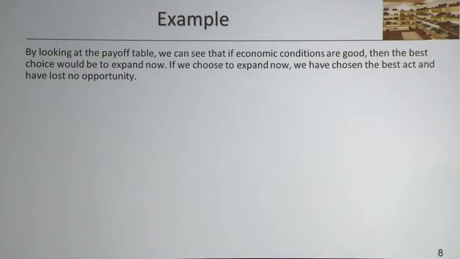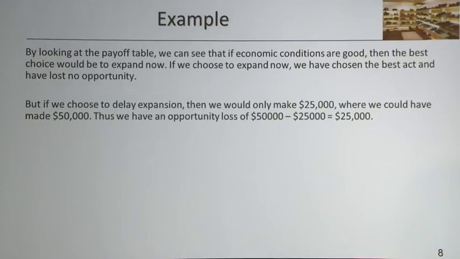So as I said, if economic conditions are good, the best choice would be expand now. If we chose to expand now, we've chosen the best act and there's no loss of opportunity. But if we choose to delay expansion, we will only make 25,000 instead of 50,000. So basically there's a loss there. We could have made 50, we're only making 25. So our opportunity loss is a loss of $25,000. Now with an opportunity loss table, all our numbers are losses. So we don't have to worry about negative or positive. They're all losses, so we write them all as positives.